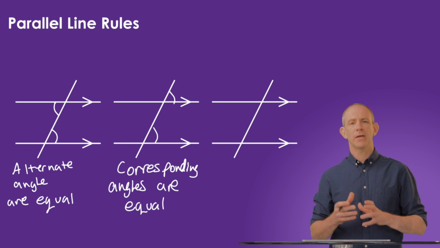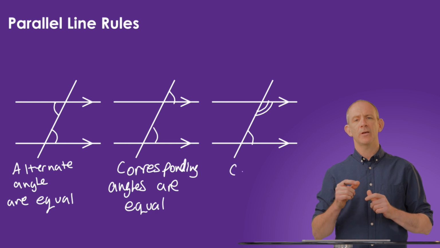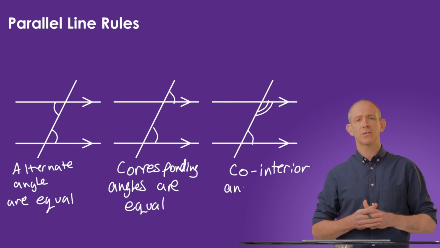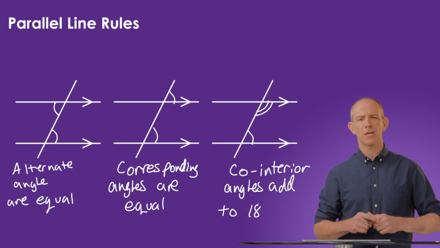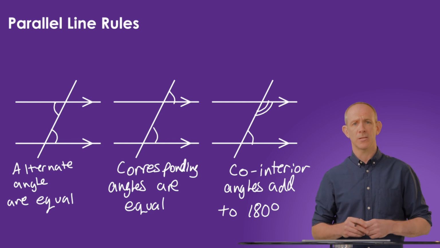The next one is two angles that are inside the parallel lines. Now, if we were to take the bottom angle and move it up to the top, we could see that they would create a straight line. These are called co-interior angles, and we can state that co-interior angles add up to 180.